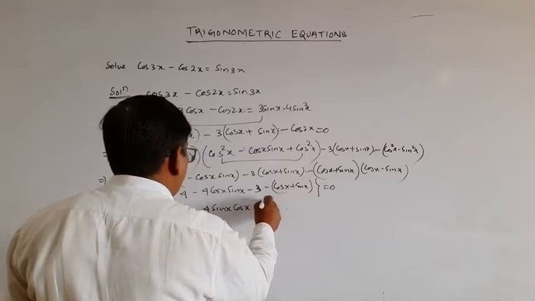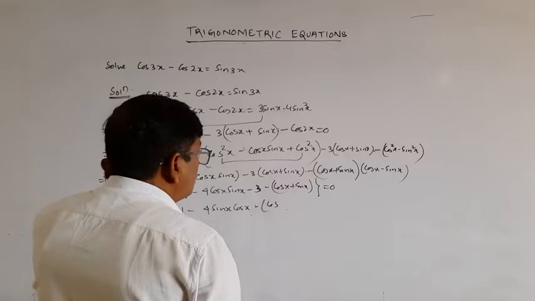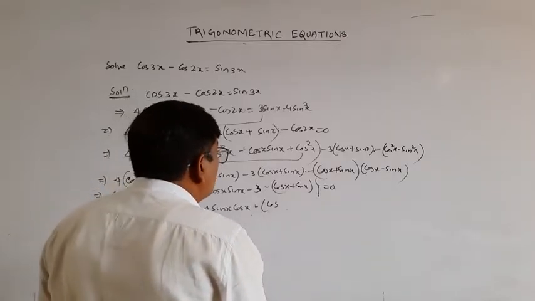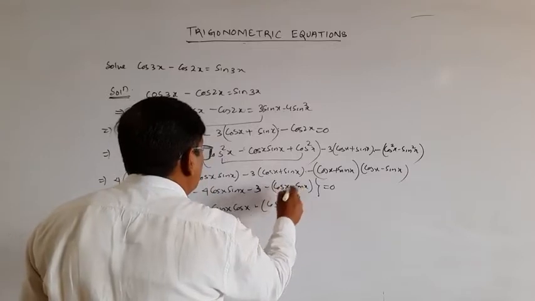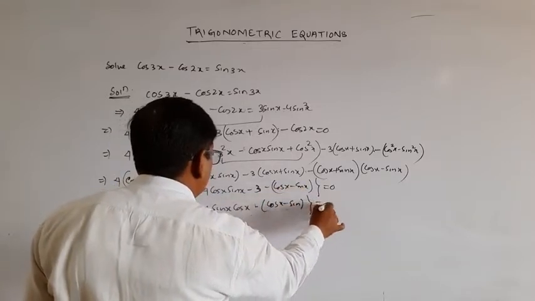So this is cos x, and this is cos x minus cos x plus sin x common. Here cos x minus sin x is present. So cos x minus sin x is equal to 0.